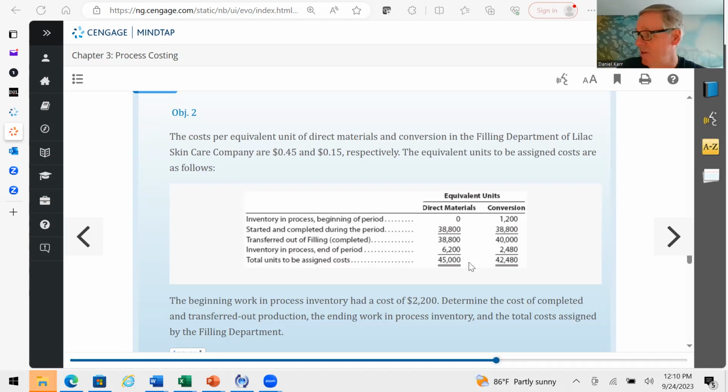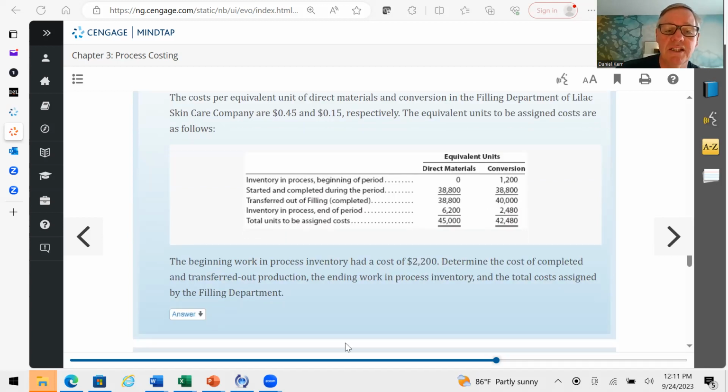So on the basis of this, let me get some more water here. On the basis of this, determine the cost of completed and transferred out of production. So completed and transferred out of production, that's going to be 38,000 units, plus the additional work that was done on the beginning inventory. So determine the cost completed and transferred out, the ending work in process, and the total cost assigned to the filling department. So the total costs are going to be the amount that was transferred out plus the amount that was left. So there's, as given, all the information.